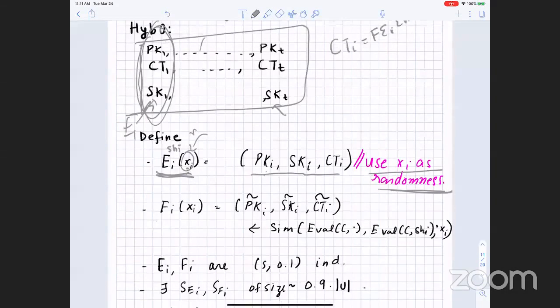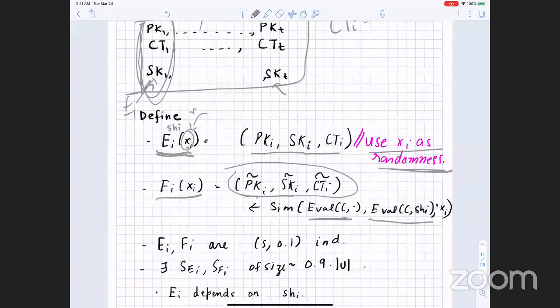Similarly, Fi is the other function. For the ith index, it simulates the public key, ciphertext, and the secret key using the FE simulation algorithm. The simulator takes as input the evaluation of that share applied on the circuit C, and it takes randomness xi and then runs the simulation algorithm to recover this. Okay, so that's the Fi.